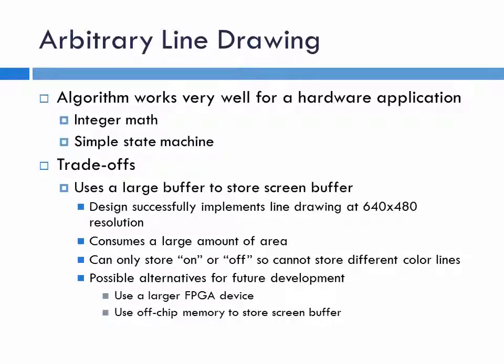The design trade-offs for this design were mainly the result of the screen buffer used to store the points output by the Bresenham algorithm. This design implements a 640 by 480 resolution that can only indicate if a pixel is on or off. Because of FPGA space constraints, it was not possible to implement a higher resolution or store different colors for different lines. Some possible alternatives for future implementations would include the use of a larger FPGA device or an off-chip memory to store a screen buffer.